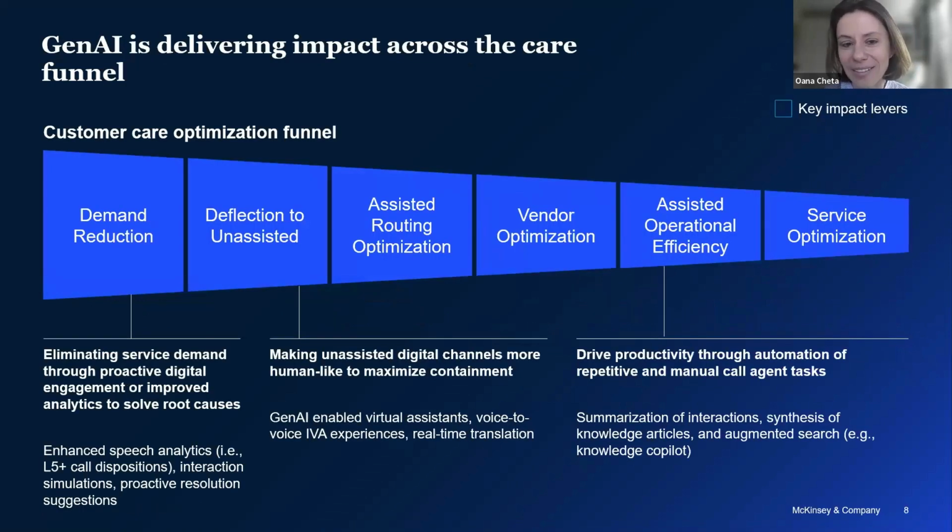As we're looking at Gen AI across the care funnel, and this is a visual that you might have seen in our publications, we are talking about demand reduction first and foremost. And that's how do we eliminate some of this demand? How do we proactively reach out to our clients before the moment of need? And if they do reach out, how do we understand our root causes in order to push more to digital channels, or actually to route them better?